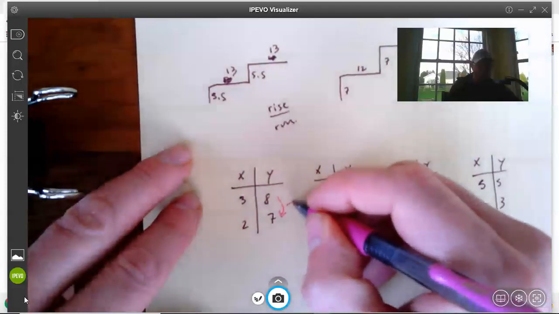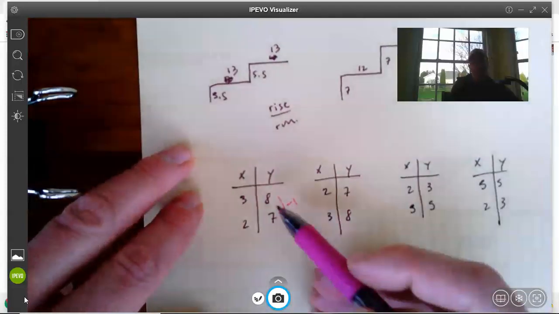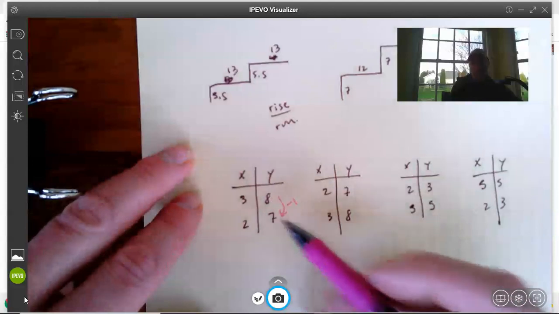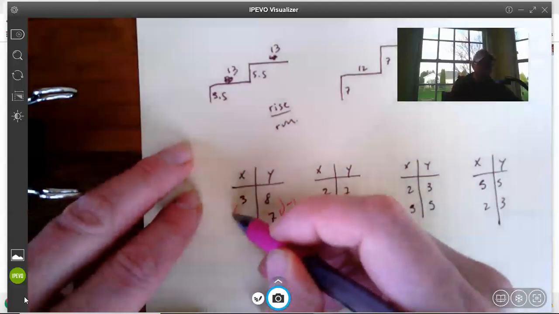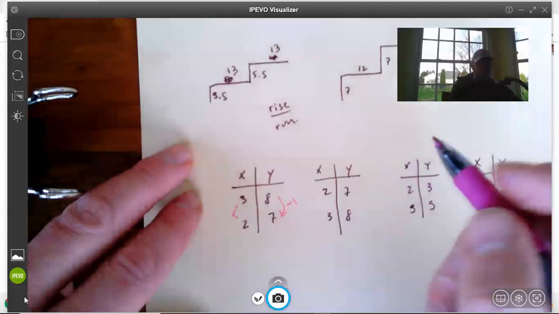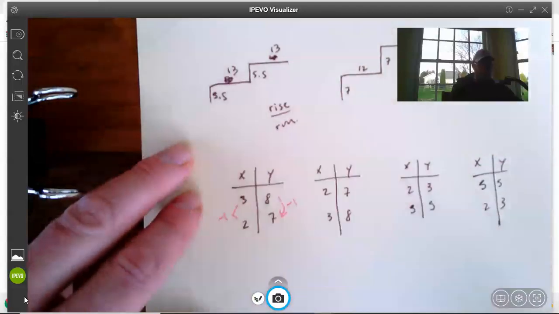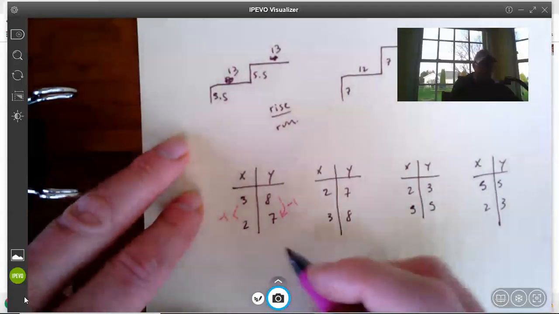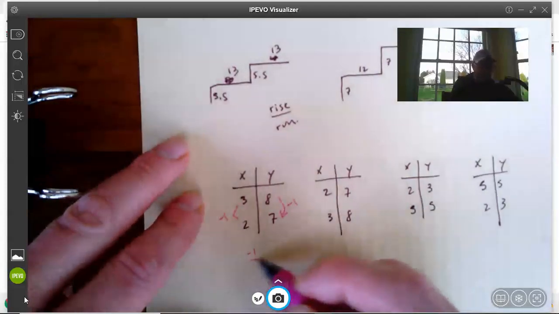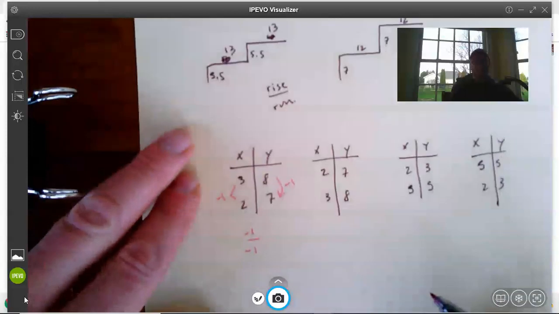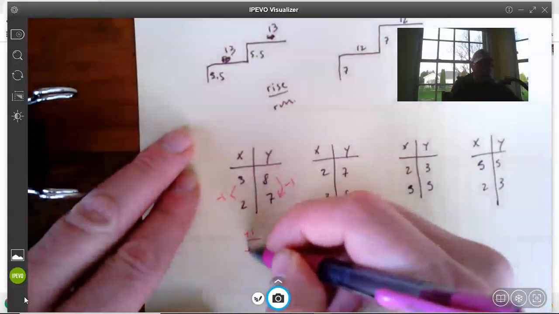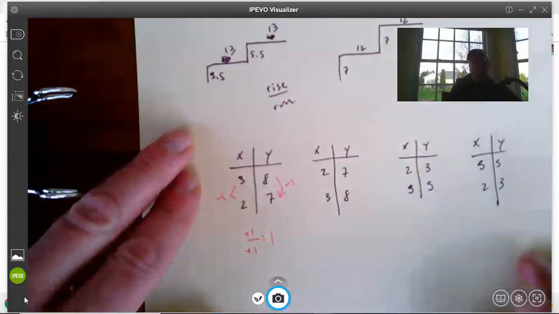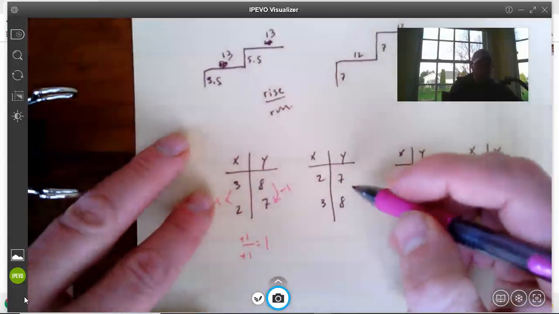So 7 minus 8 is negative 1, which makes sense. Traveling from 8 to 7, we go down a space. From 3 to 2, that's also negative 1. Okay? So our change in y would be negative 1 over negative 1 with our change in x. The two negatives cancel, and we end up with just 1, our slope of 1.